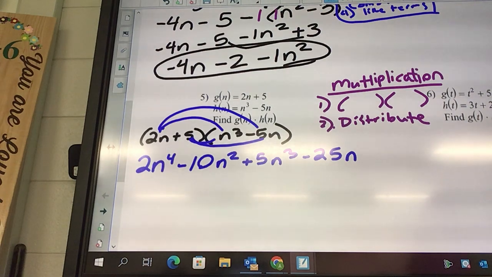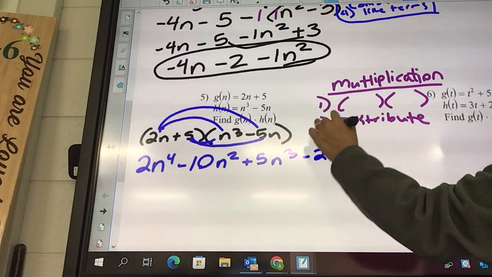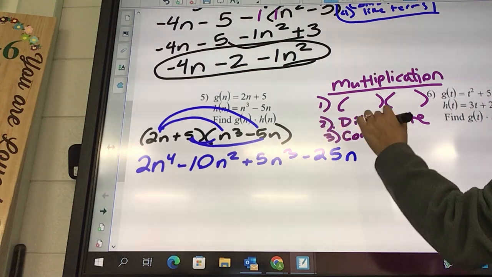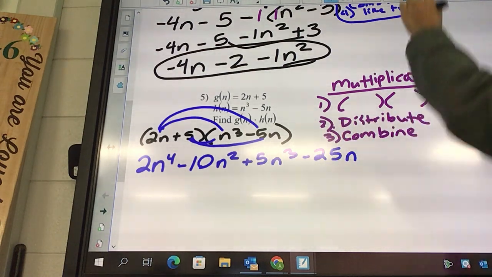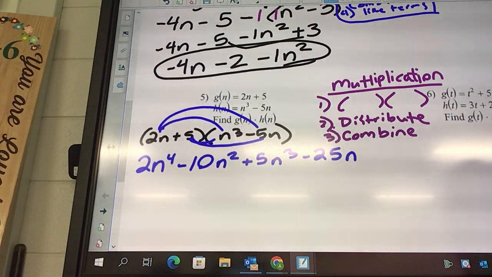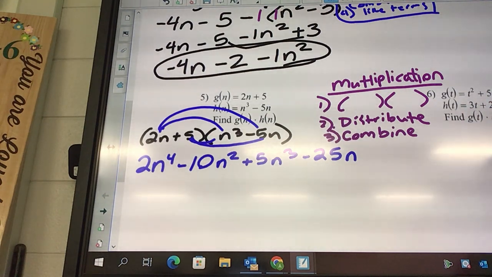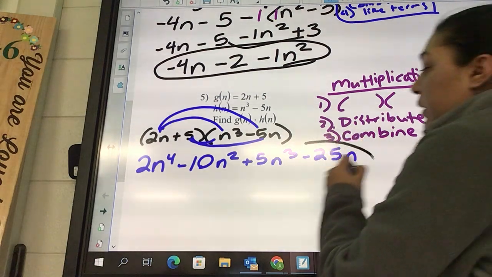Okay, and then what would our next step be? Combine. Okay, you may or may not have to combine. It just depends on the problem. Okay, so is there stuff for us to combine? No. Why not? Because none of them have the same exponents. So one's got a 4, one's got n squared, one's n cubed, and one's just n. Okay, so this is going to be our answer.